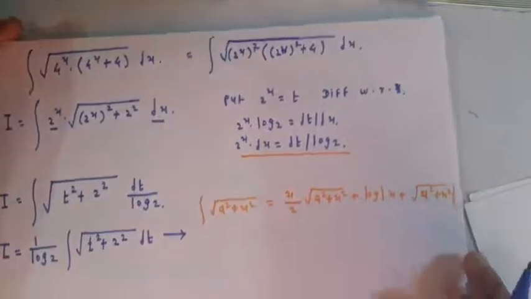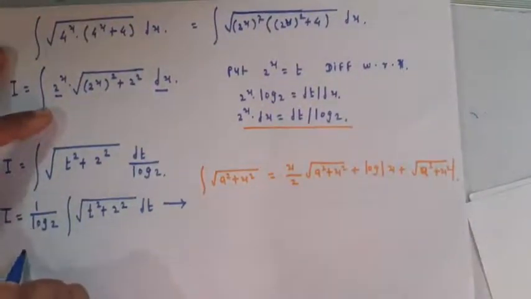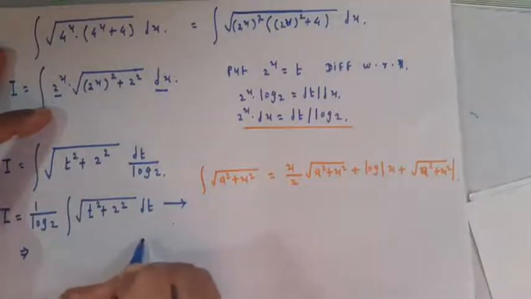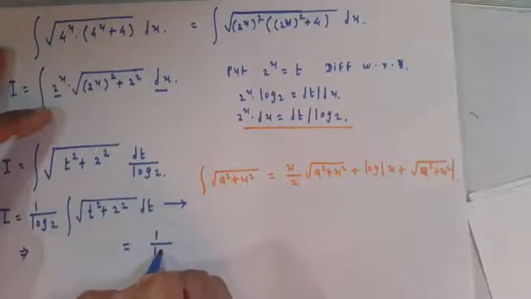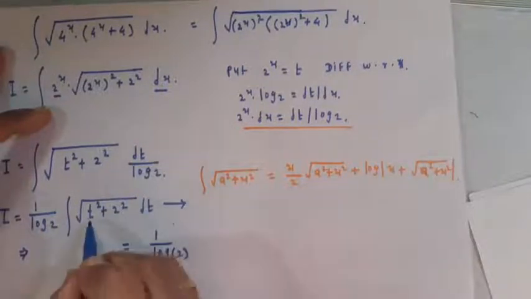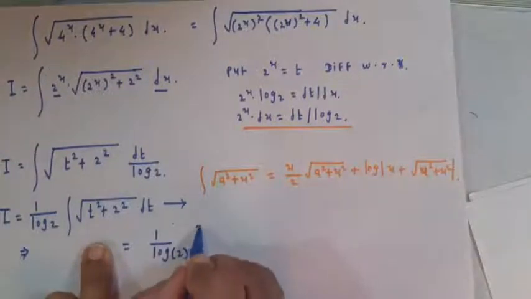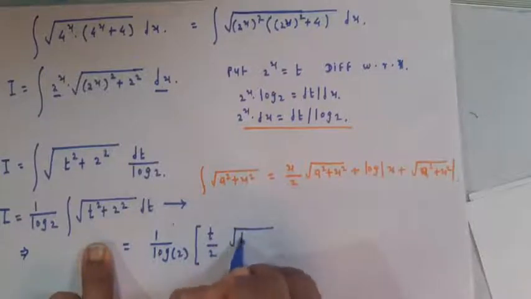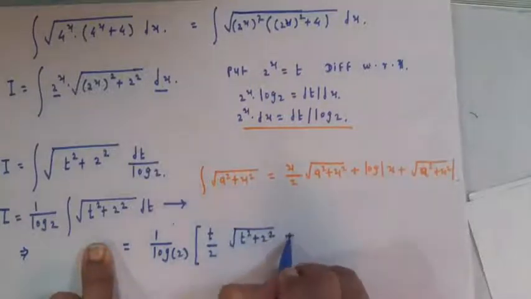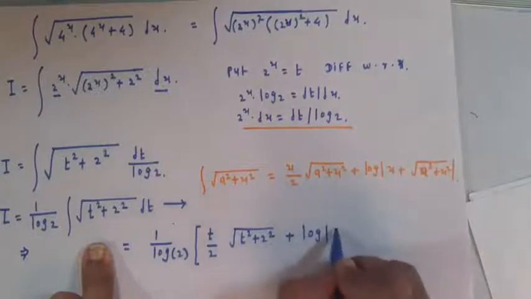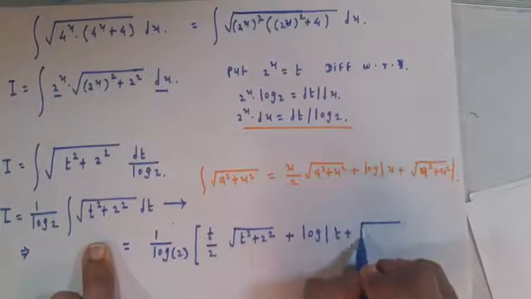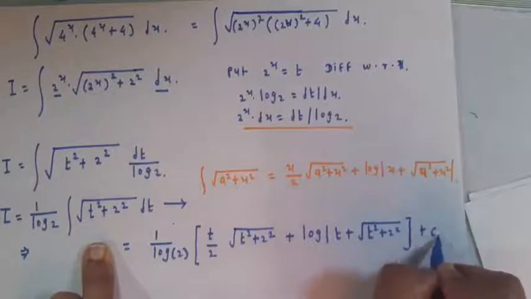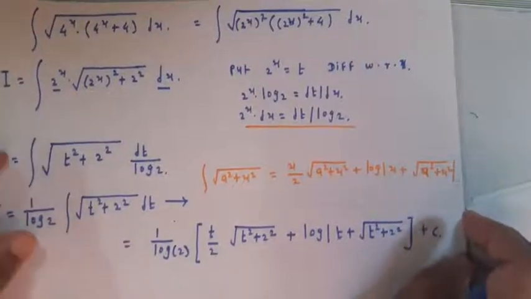And hence its integration is 1 upon log of 2 as it is, and the integration of square root of t square plus 2 square is t by 2 square root of t square plus 2 square plus log of t plus square root of t square plus 2 square, plus constant of integration c. And now resubstitute the value of t.